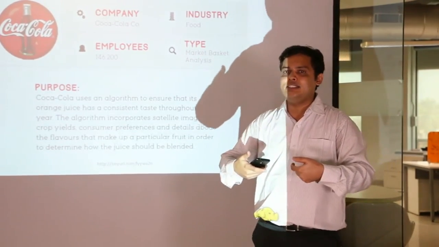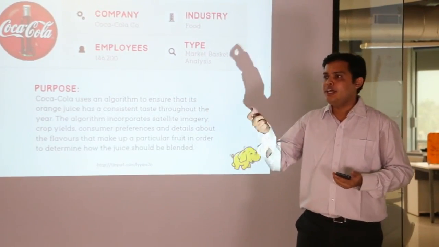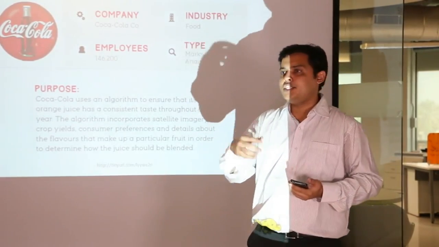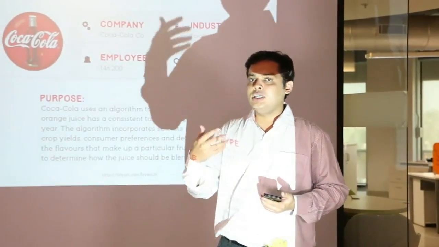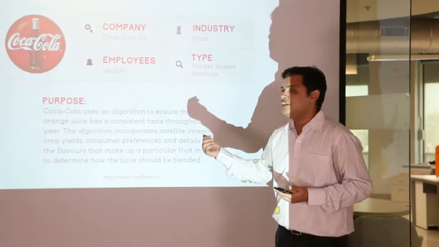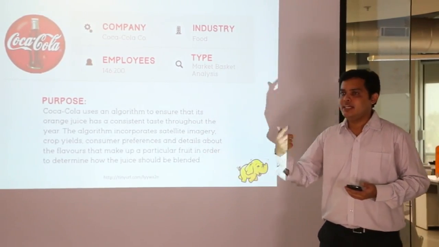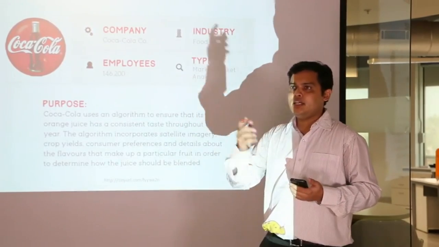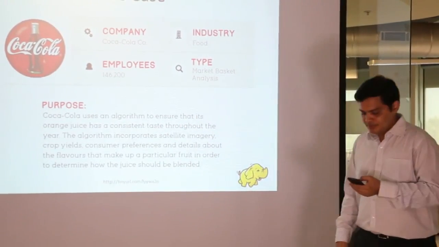It's not a set process that just continues to go on. They have to change the proportion every year based on how the climate is, how the crop yields are, and that's how they are using this big data. On a daily basis, they are keeping track of temperature and many other things.